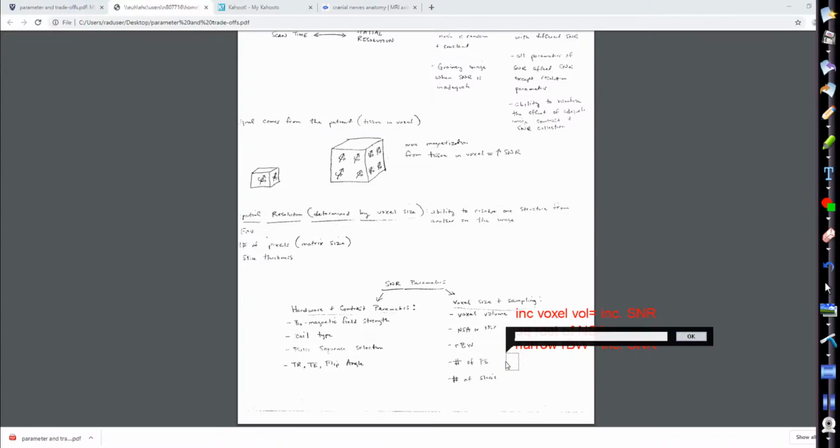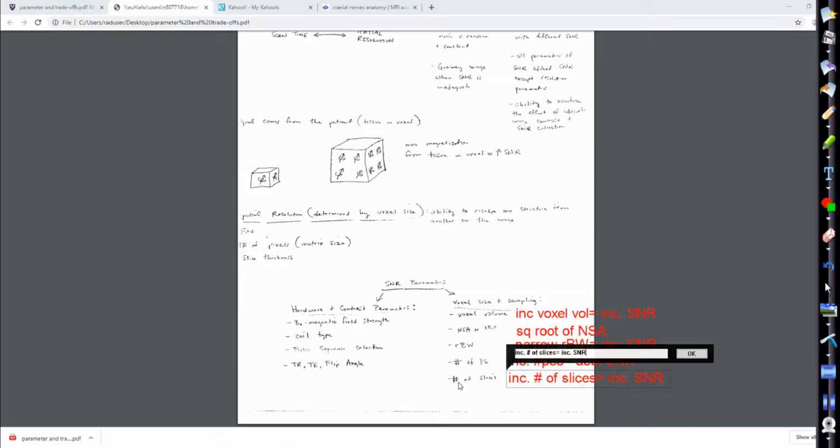So number of phase encoding, increase, decrease SNR. Increase number of slices, we're able to cover more area, we get more signal from all the hydrogen protons. So increase. If our slice thickness goes up, our signal goes up. All right?